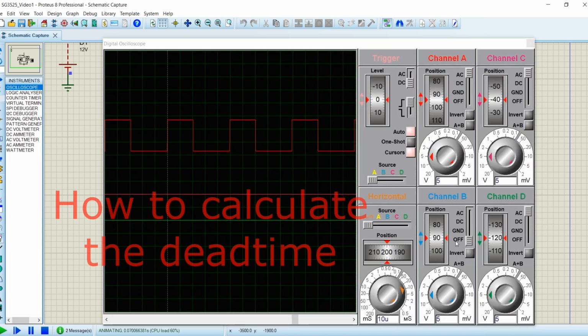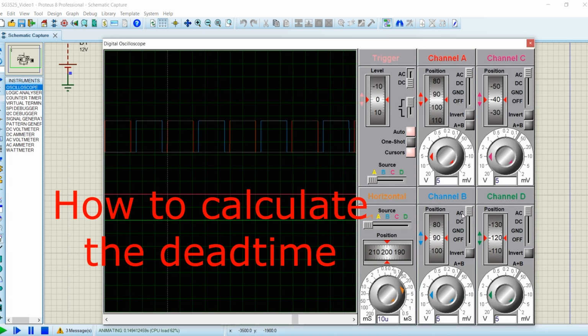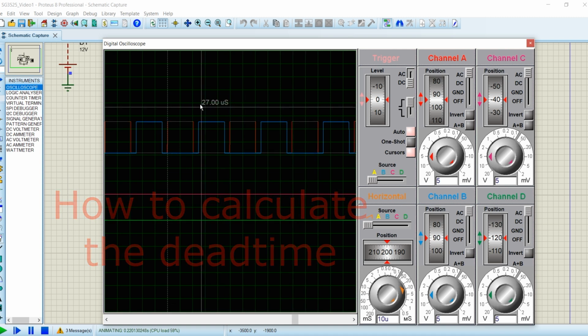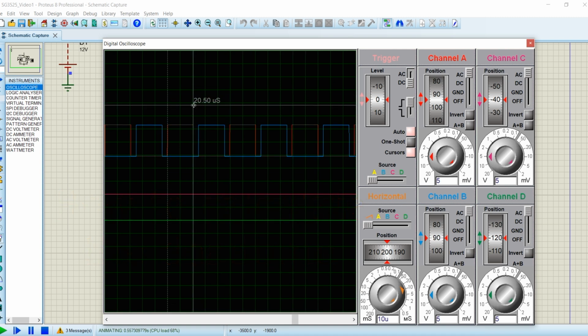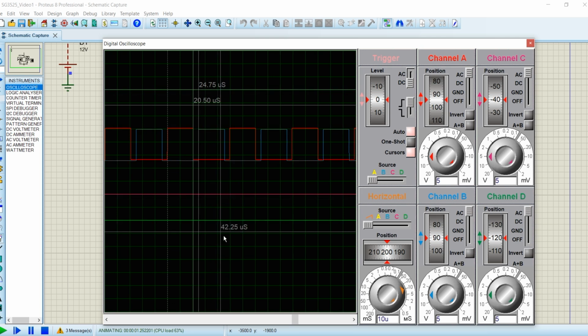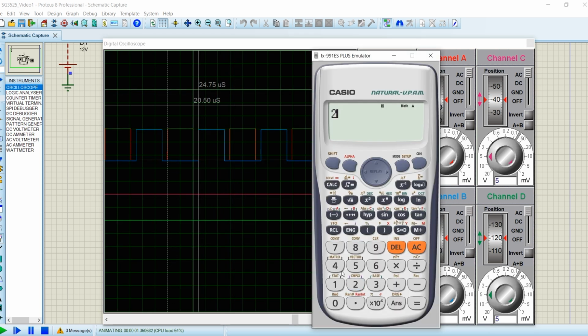How to measure the dead time? The dead time is the gap between output A and output B. On the oscilloscope, place one cursor at the falling edge of output A and place the second cursor at the rising edge of output B. The time difference between these 2 points is the dead time.